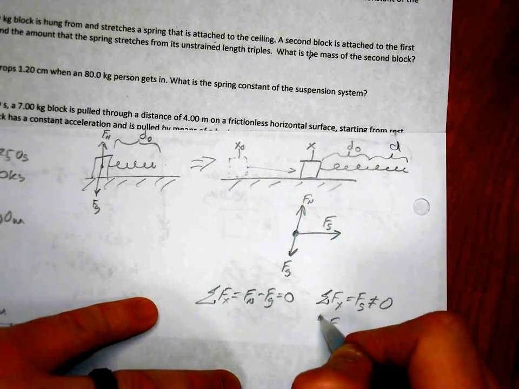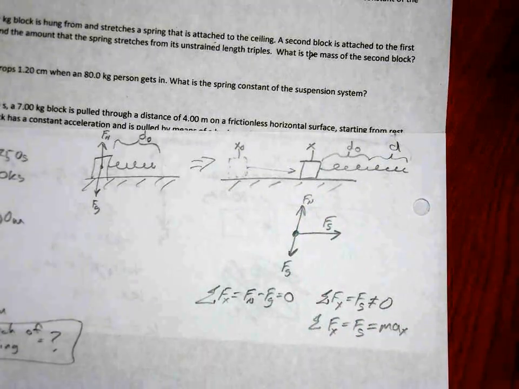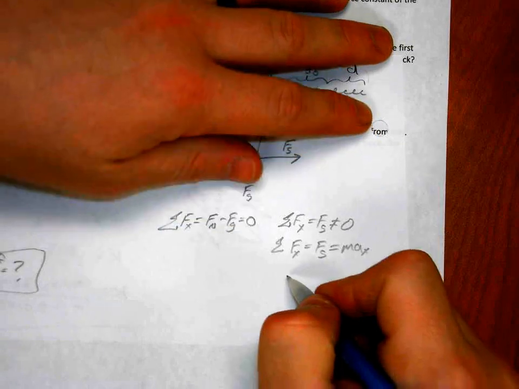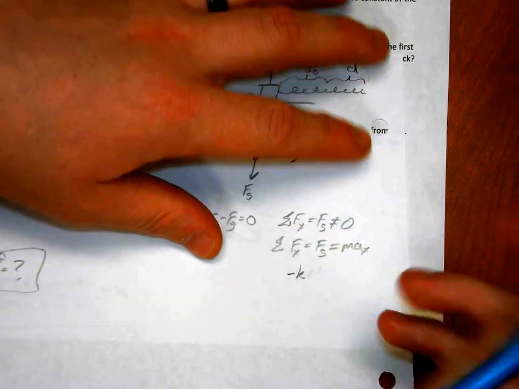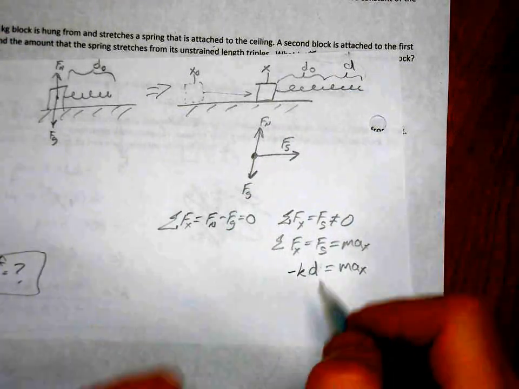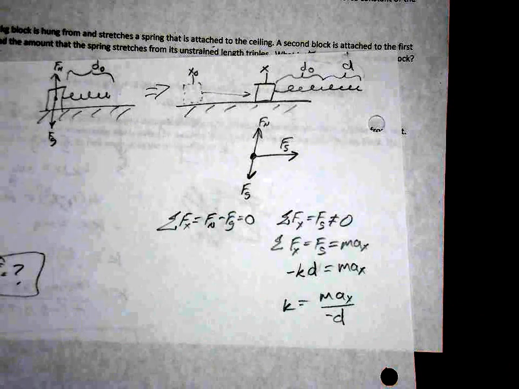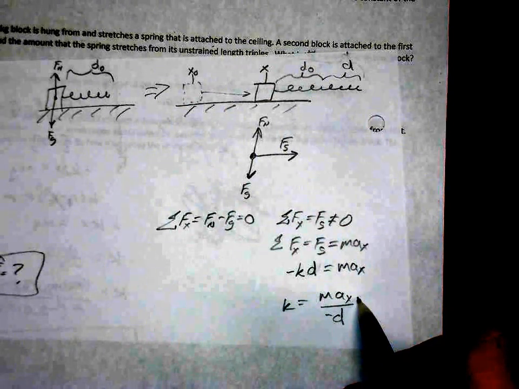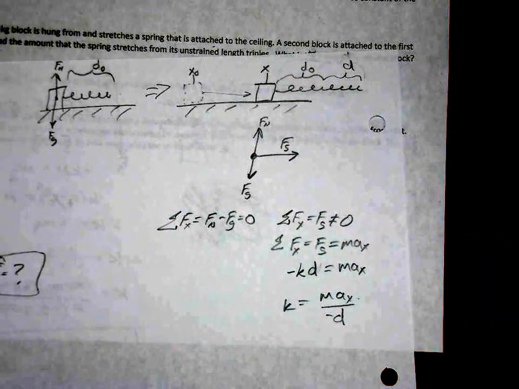But we know that is not equal to 0. So the sum of the forces in the x direction equals the spring force equals mass times the acceleration in the x direction, because the block is accelerating. And we can further say negative k delta d if you want to. Let's just call it d. D is the stretched length, equals max, or k equals max over negative d. So we have an expression here for the spring constant k. All we need to do is find the acceleration with which the block is accelerating. So from there, we can just use your basic kinematics, correct?